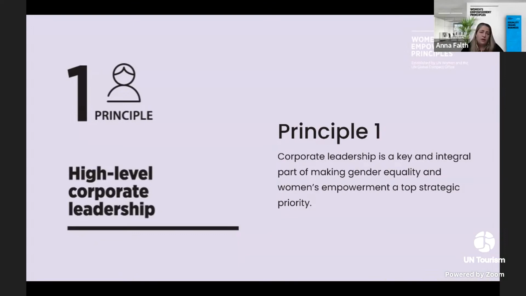This is also about governance. It's about the values of the company, the value statement of the company. Is gender equality being reflected there? It is also about how you're running your business with those values, and it's about the culture in the company. Is it an inclusive culture?